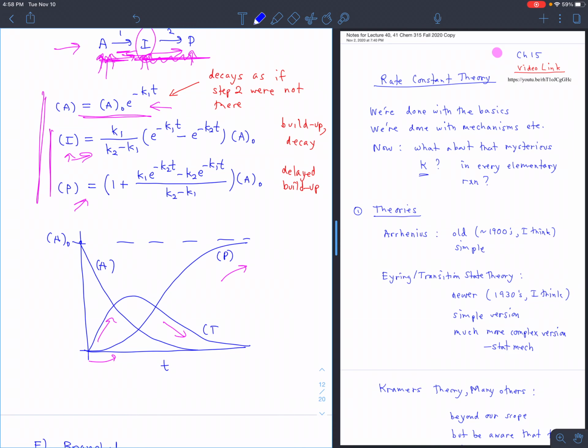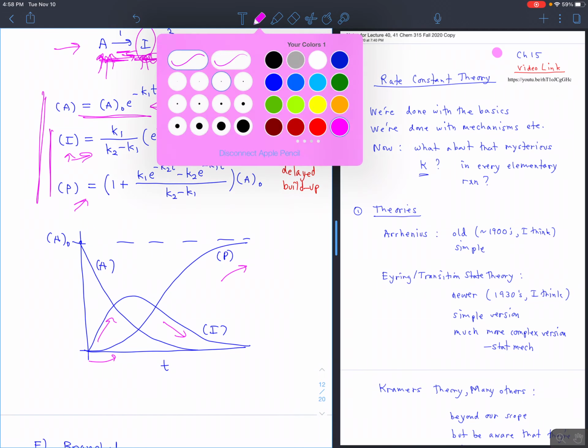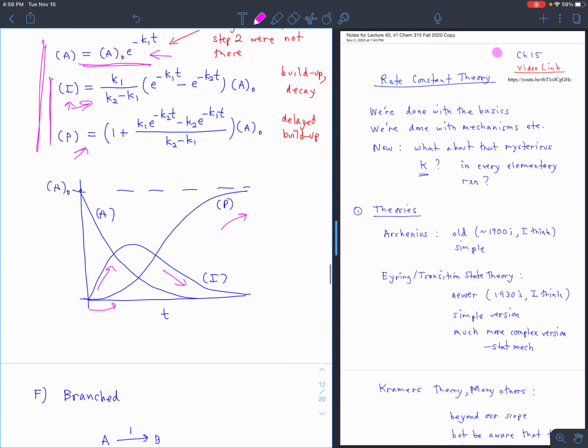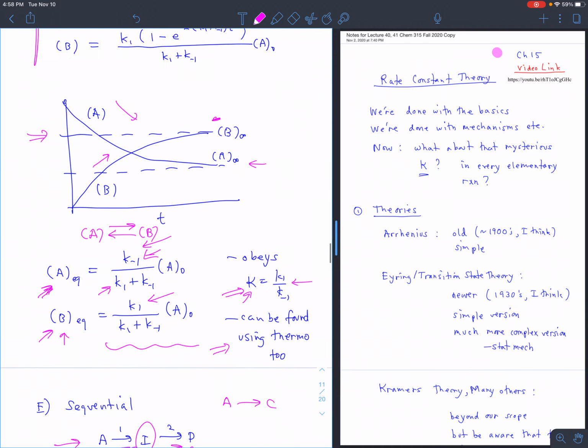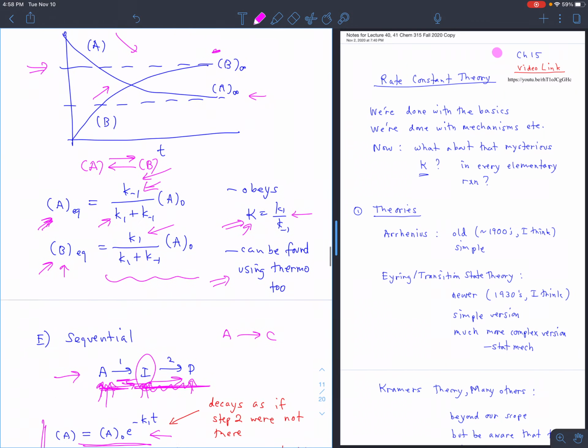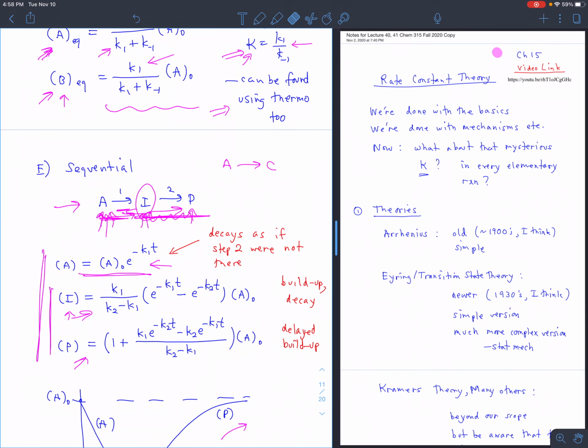And this is I. Because everything has to end up at P at the end. These are both irreversible reactions. Where are they? Here they are. Got so much pink junk on there, I can't see them anymore.